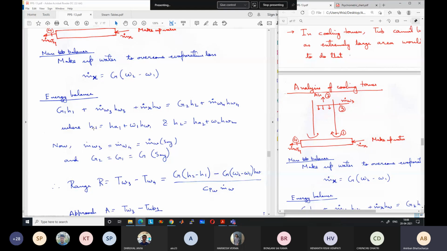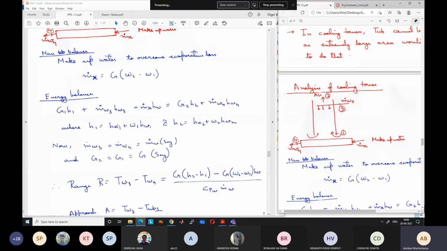If I have 1 kg of dry air, the enthalpy of the dry air itself is HA1. And for 1 kg of dry air, by definition, the amount of water is omega 1. Per kg of water, the enthalpy is HW1. So for omega 1 of water, we have enthalpy omega 1 times HW1. So the total enthalpy for 1 kg of dry air plus the water vapor present is HA1 plus omega 1 HW1. So this is H1.